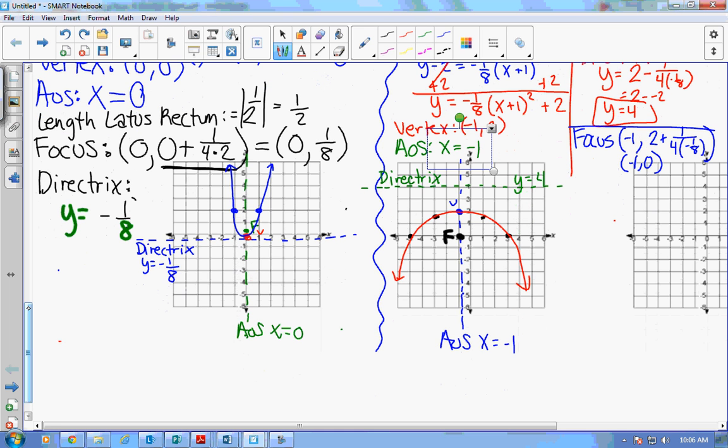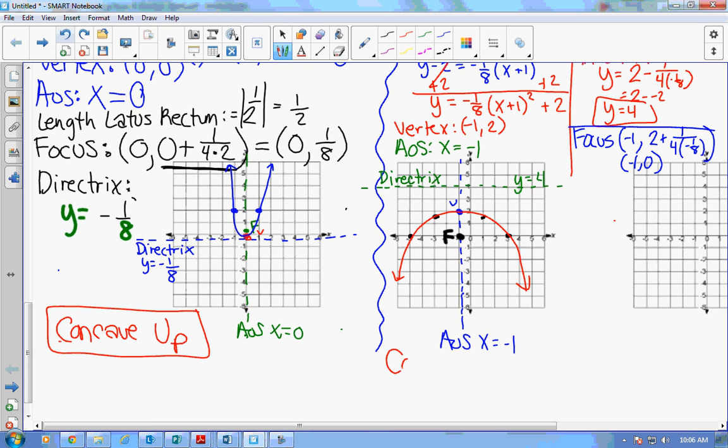These two have something different about them. The first one is concave. Which direction? Up, because it's pointing up. Concave up, because the A was positive. When it's concave up, the directrix is below the vertex. The second one is concave down, and the directrix is above the vertex. So the directrix should not be inside the parabola.